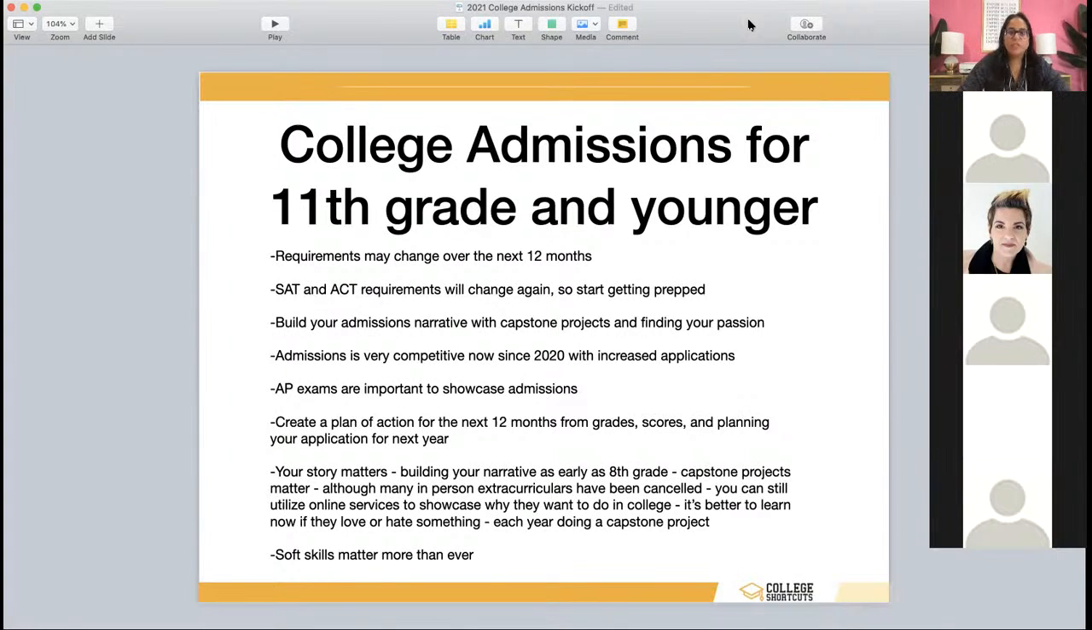Building your narrative as early as 8th grade, having your capstone projects, and although many things have canceled, this is what truly matters. And I've said this over and over, that the story is more than the scores. Even before everything that happened, scores got you in the door, but if you didn't have a good essay, it just wasn't going to happen.